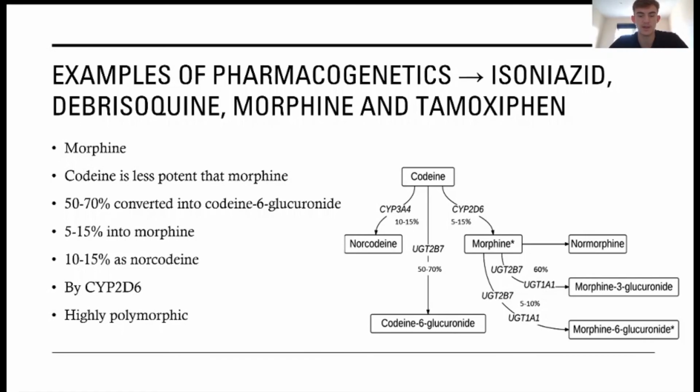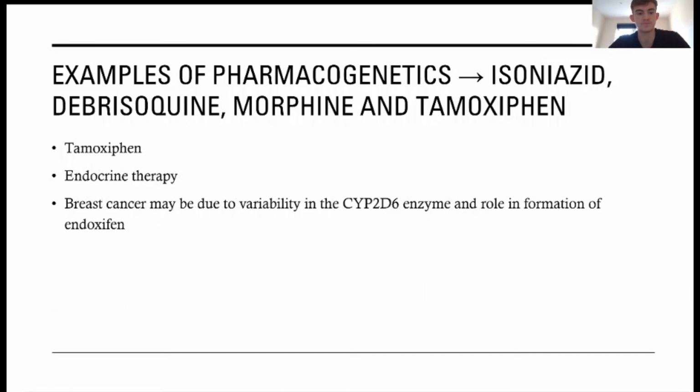Again, we can get a mutation in the CYP2D6 enzyme, as we talked about, which can increase metabolism of the drug and have either adverse or good effects on us. Again, it's a highly polymorphic gene as well. Last we've got tamoxifen, used for endocrine therapy, and it's seen that breast cancer outcomes may be due to variability in the CYP2D6 enzyme and its role in the formation of a harmful molecule, which is implicated in breast cancer formation.